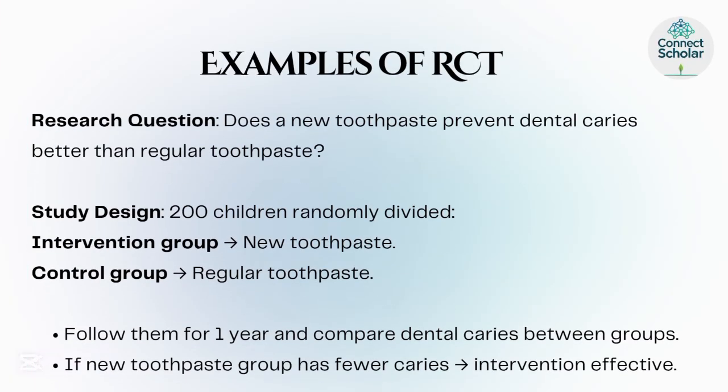Examples of RCT. Let's suppose your research question is, does a new toothpaste prevent dental caries better than regular toothpaste? And your study design has 200 children randomly divided into intervention group and control group. The intervention group is given the new toothpaste while the control group is given the regular toothpaste to use. Now you will follow them for 1 year and compare the dental caries between both the groups. If new toothpaste group has fewer cases of caries, that means your intervention is effective.